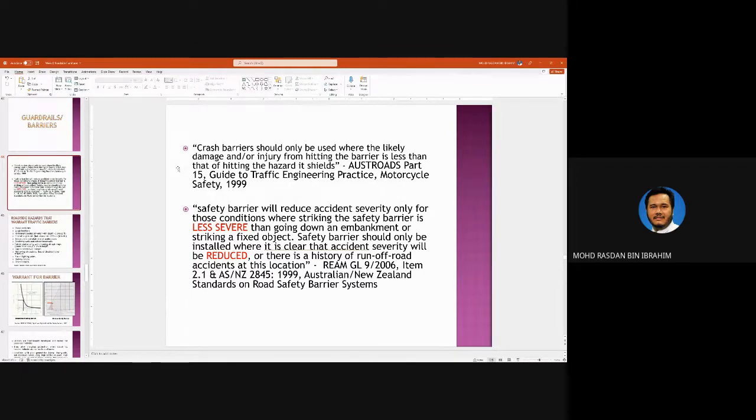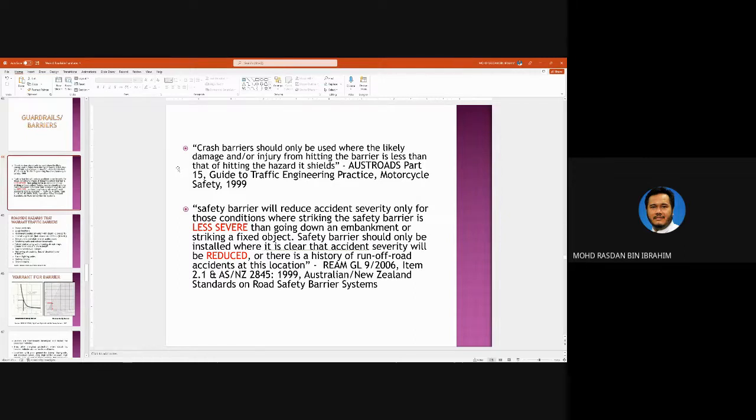Okay, let's say you have a tree that is very close to the edge of the road. I forgot the distance. There's a minimum distance. If the tree is very close to the edge of the road, then you need to construct a guardrail to prohibit vehicles from hitting the tree. So the guardrail must be designed in such a way that if you hit the guardrail, the injury is less compared to hitting the tree. Something like that. That is the principle.